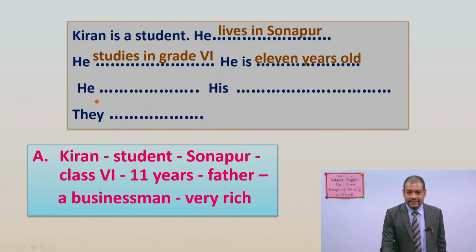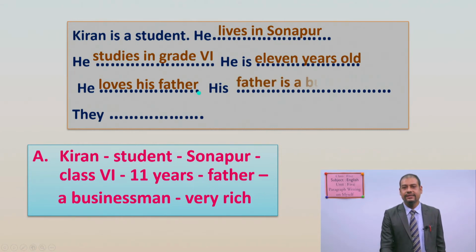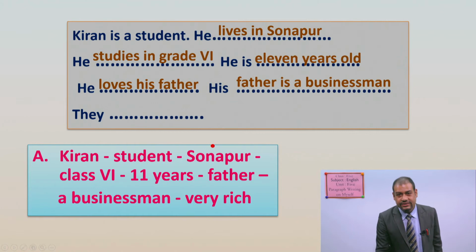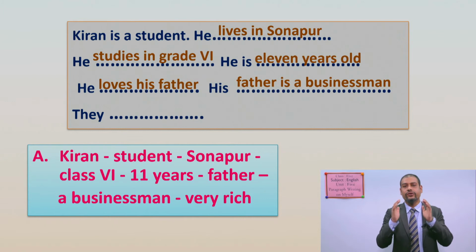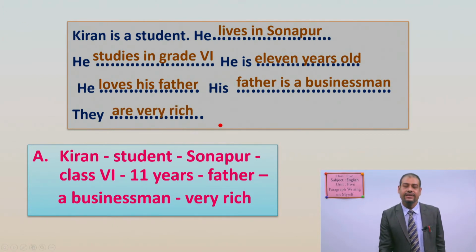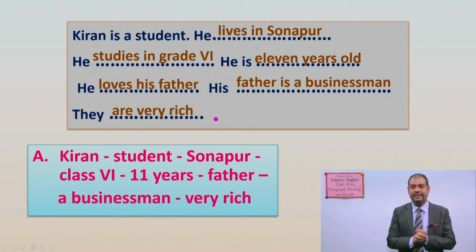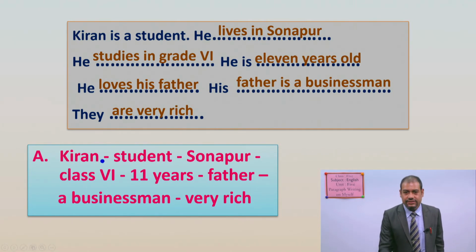All right. Then again here is father, a businessman. You can write down, so I have written like this, he loves his father. All right. Then you can write down his father is a businessman. And at last we have very rich. So what did you write there? Last sentence? See, your last sentence should be they are very rich. See, it is a paragraph about the student whose name is Kiran. Is it clear to you?